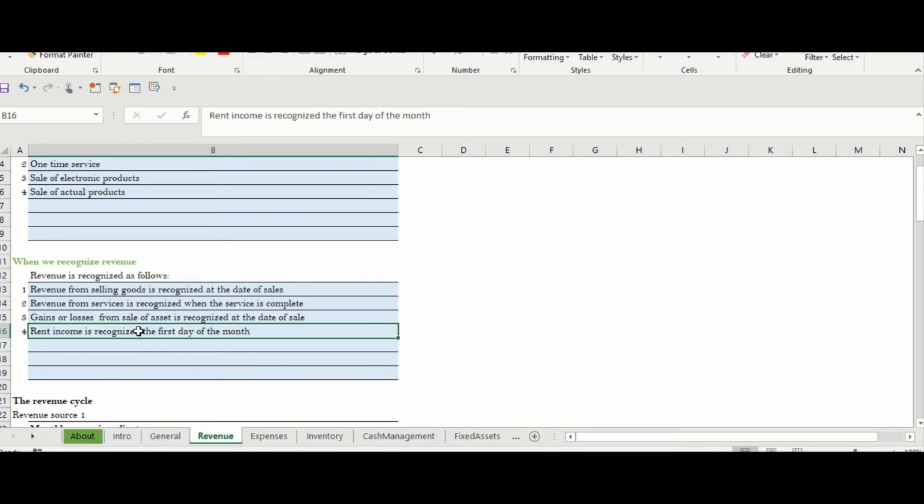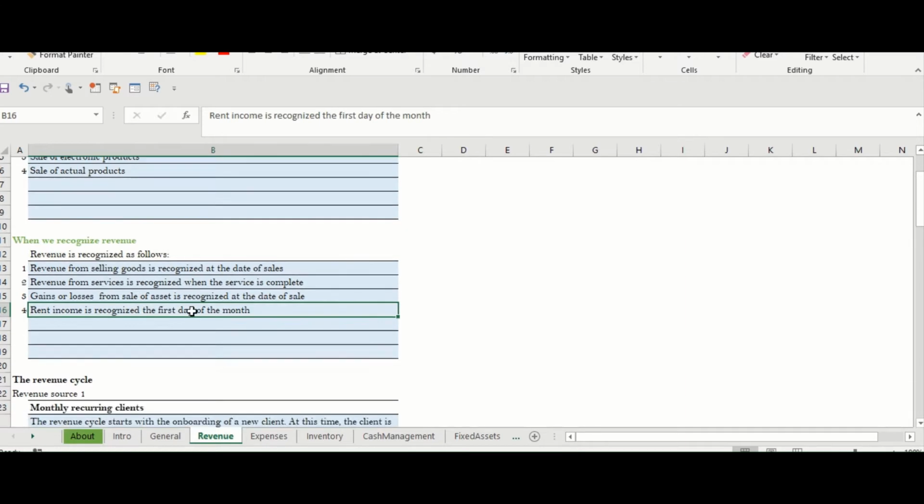In general, the rule is revenue is recognized when it is earned. So in other words, if it's a sale, when the sale is complete. If it's a service, when the service is complete. There's percentage of completion, but we're not going to go into all those complex revenue recognition techniques. We just keep it as simple as possible.